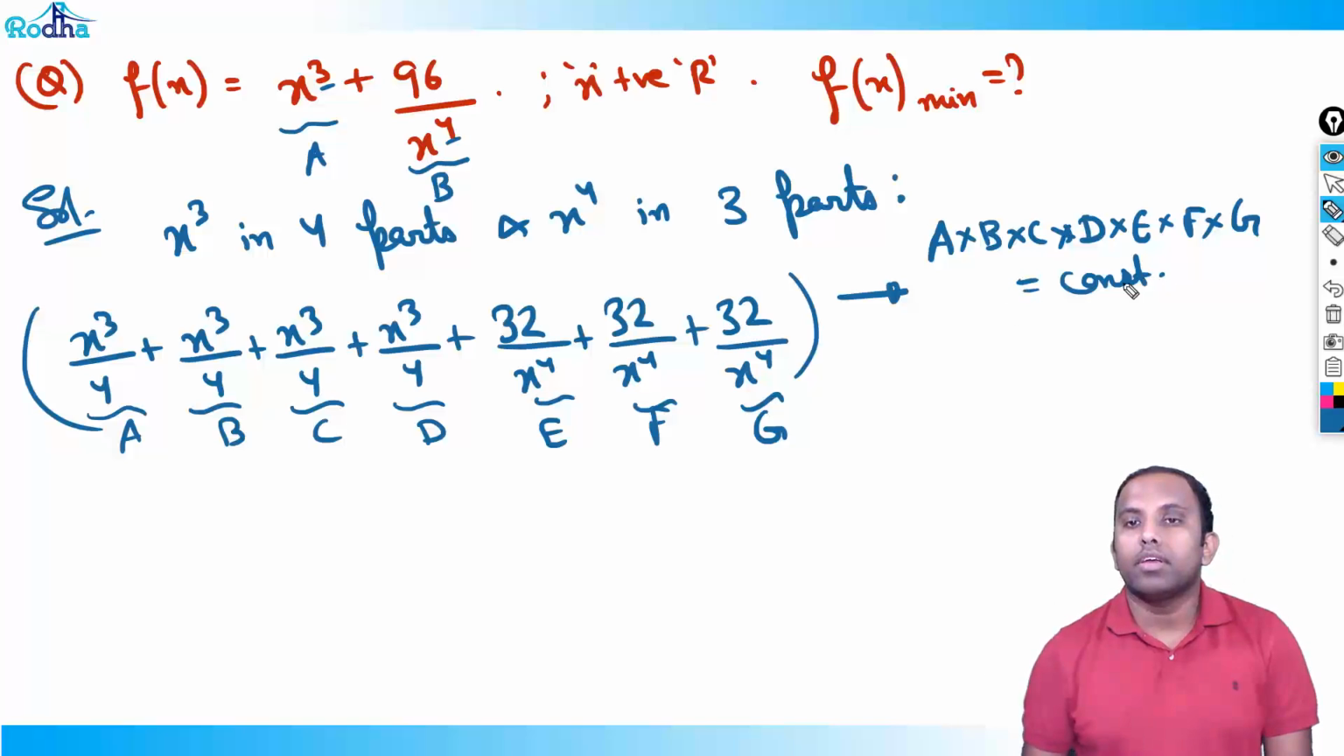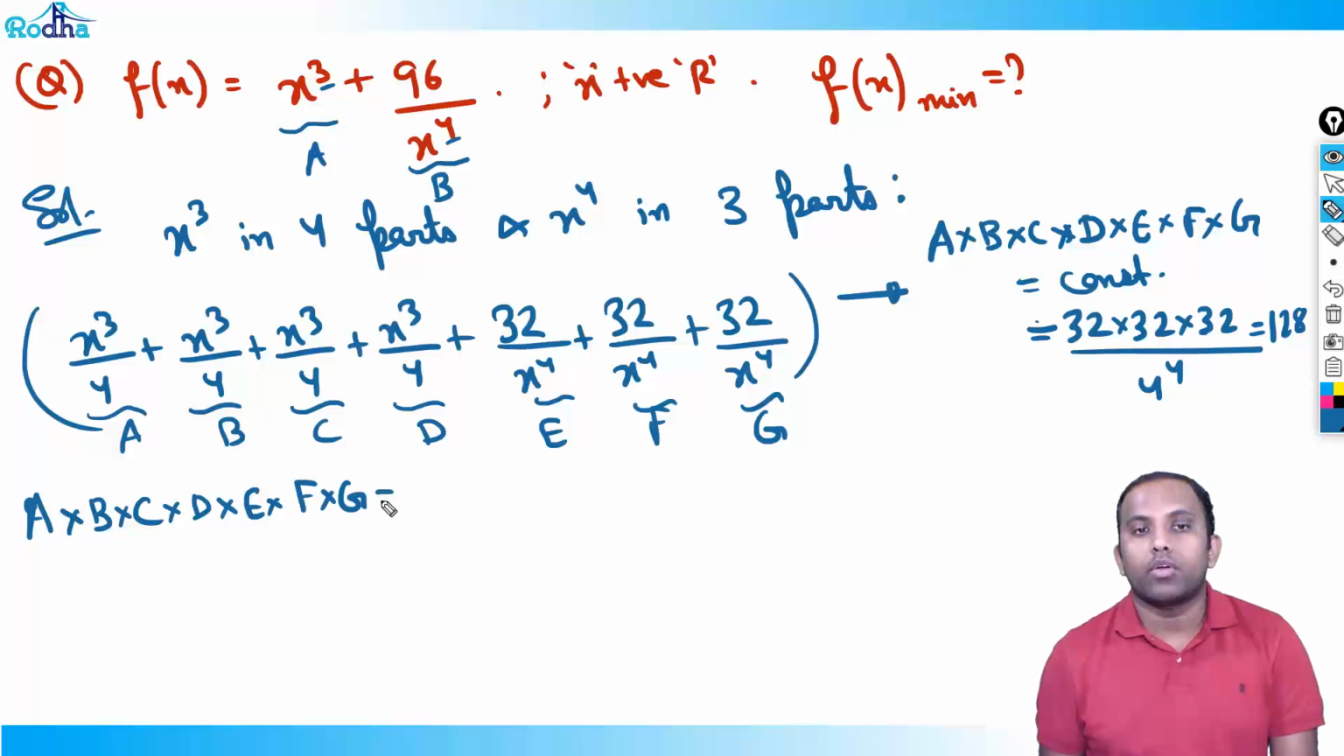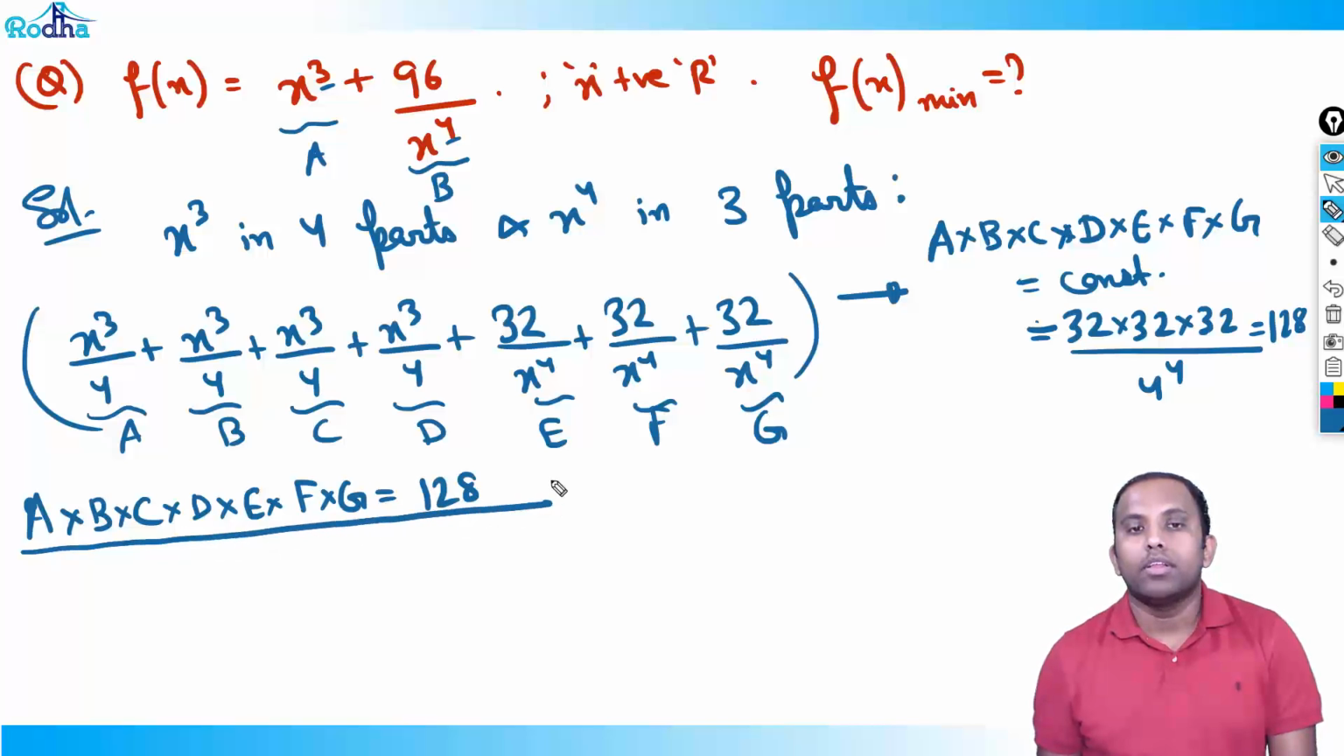So what is the multiplication result? It's a constant. How much is it? 32 into 32 into 32 divided by 4 into 4 into 4. So 32 into 32 into 32 divided by 4 raised to 4. Okay, this is 128, right? So what did I get here? I got that A into B into C into D into E into F into G is equal to 128. The product of the 7 terms is a constant, 128.